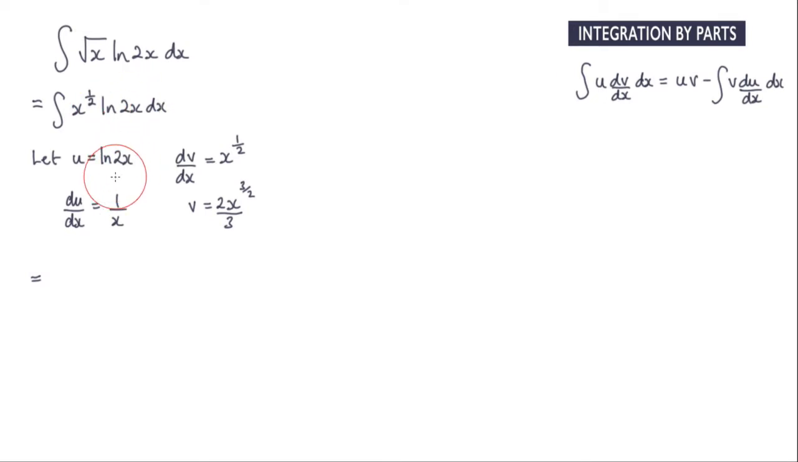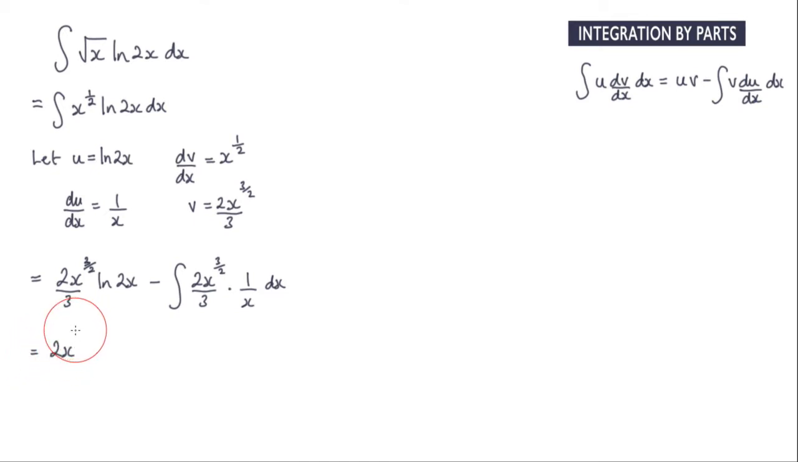So now what we have, using these substitutions, is u times v, so 2x to the 3 over 2 over 3, log of 2x, minus the integral of v du dx, so this times this, so we've got 2x to the 3 over 2 over 3, and that's multiplied by 1 over x with respect to x. So I've got 2x to the 3 over 2, that's over 3, log of 2x minus this 2/3 here, let's bring that outside the integral, so 2/3.